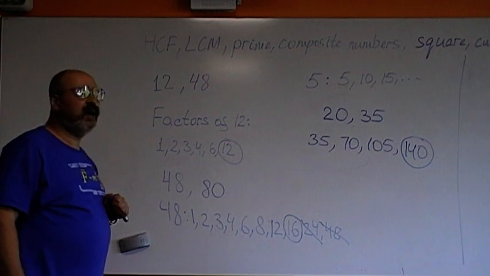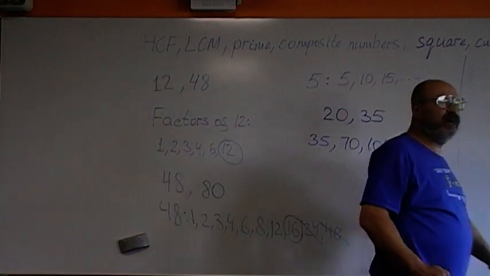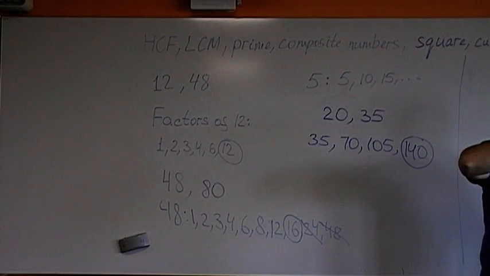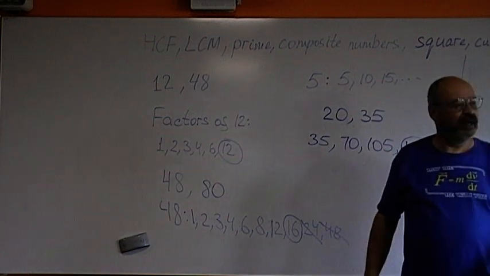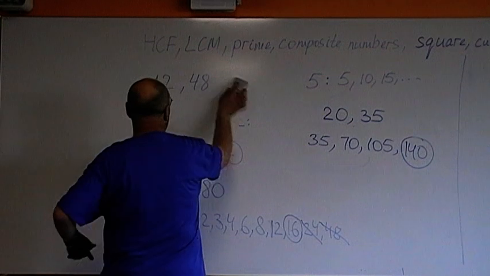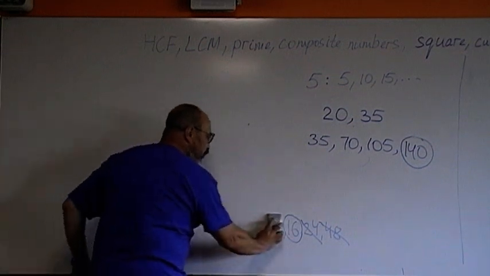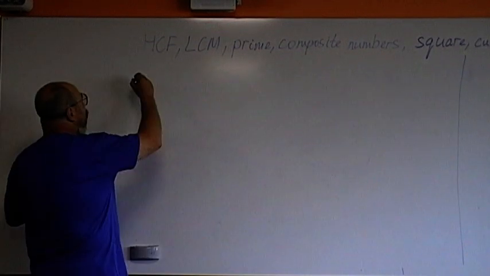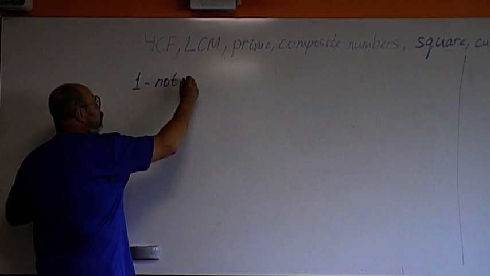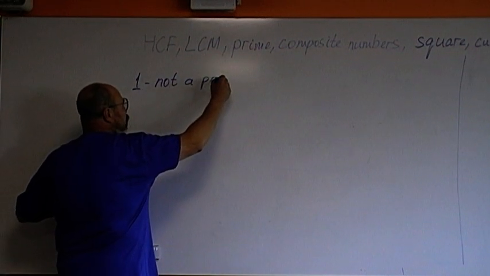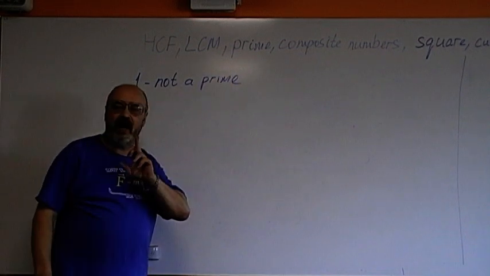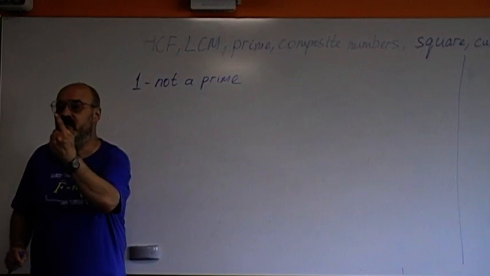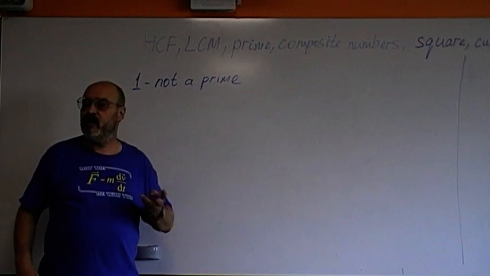Now, prime and composite numbers. What is a prime number? Like 7. It is only divisible by 1 and itself. A prime number is a number that has only two factors, itself and 1. 13, 7. By the way, 1 is not a prime number. It's a special number. Many people think that 1 is prime, but 1 has only one factor. A prime number has two factors.